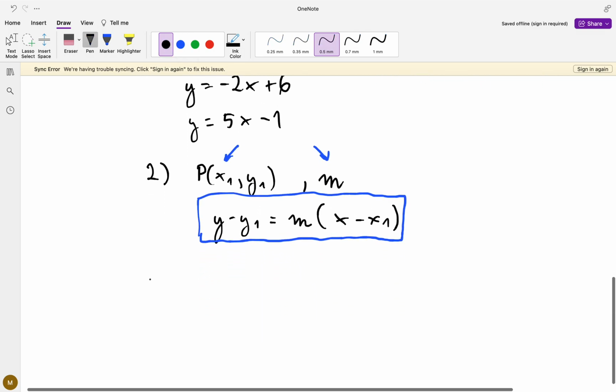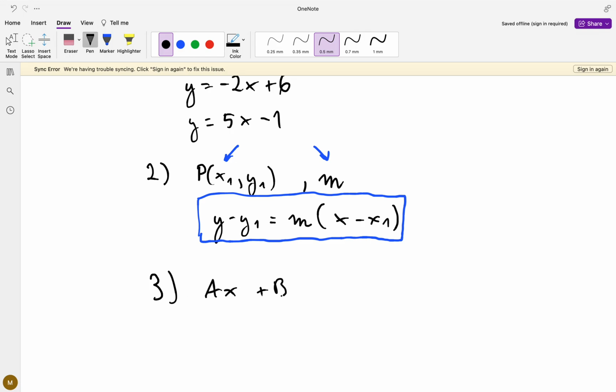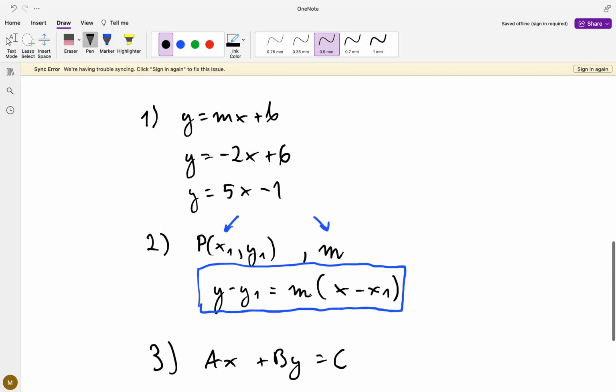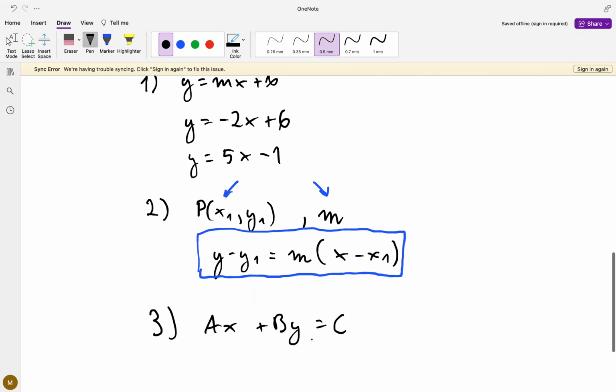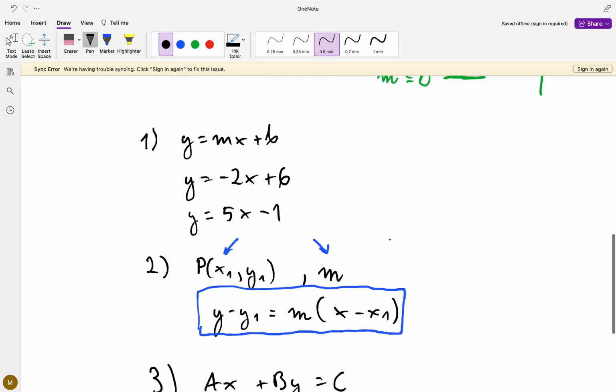Third one is called the standard form, and it goes like this. ax plus by is equal to c. Okay, so you might not see the third one, the standard form, very often. Most of the time you will be jumping between the point-slope formula and the slope-intercept form, which is the first one, which you basically obtain by expanding or manipulating the point-slope formula.